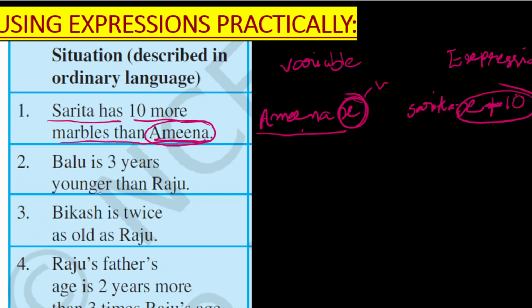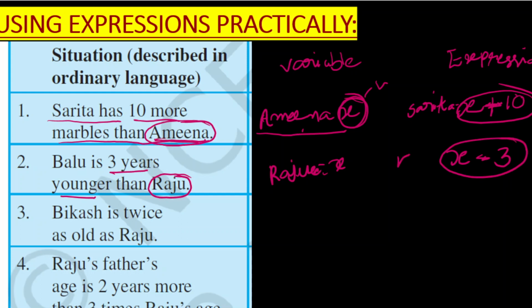And here, Balu is 3 years younger than Raju. We don't know the ages of either Raju or Balu, but if we know Raju's age, then we can say Balu's age also. So let's take Raju's age as x. If Raju's age is x, then Balu, being 3 years younger, is smaller than Raju. So Balu's age will be 3 years less than Raju's age. Now Balu's age becomes x minus 3.